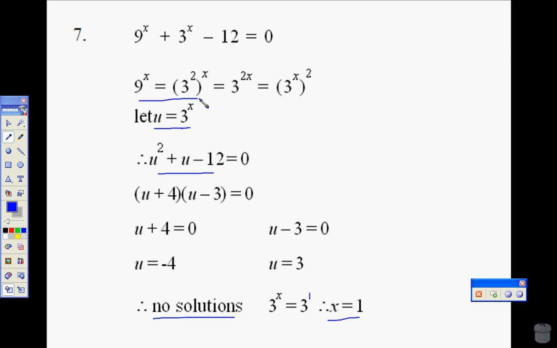Playing around with the indices is the key here. If you can't get that manipulation, you're not going to be able to get to that quadratic to be able to solve it. So be wary of what needs to be done there.